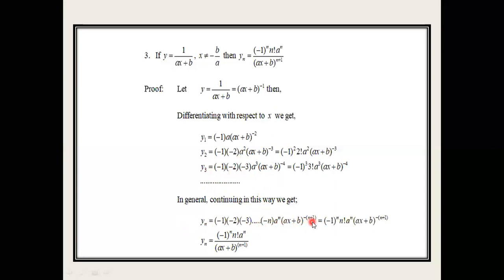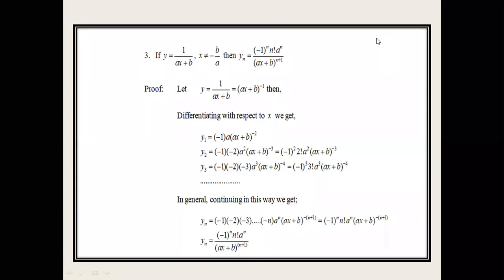Now how we can take this minus of (n plus 1), because we get the term minus n minus 1, so minus sign keeping common, taking common, so we get in bracket n plus 1. Now when you simplify the term, so -1 raised to power n, and this 1 2 3 up to so on n, it becomes n factorial. This a raised to power n keeping as it is, (ax plus b) raised to power minus of (n plus 1). अब ये जो power है आपका, वो अगर denominator में आया, so we finally get the result yn is equal to -1 raised to power n, n factorial, a raised to power n upon (ax plus b) raised to power n plus 1.